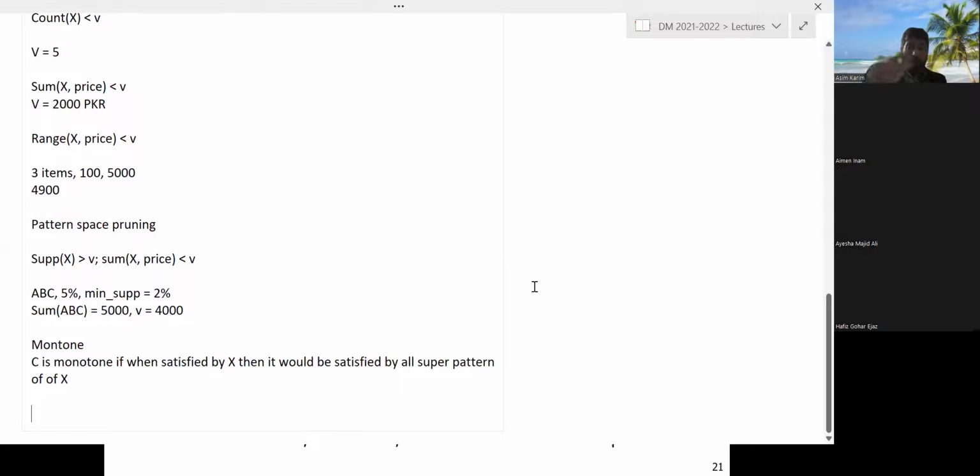So usually these rules are kind of the opposite of the rules that we saw for anti-monotone. So for example, sum of X, let's talk about price, is greater than, let's say, V. So if you have an item set, a basket which has some items, if the sum of the prices of those items is greater than V, meaning that this constraint is satisfied, then obviously if you add more items into the basket, it will always satisfy. Okay? So these are called monotonic constraints.